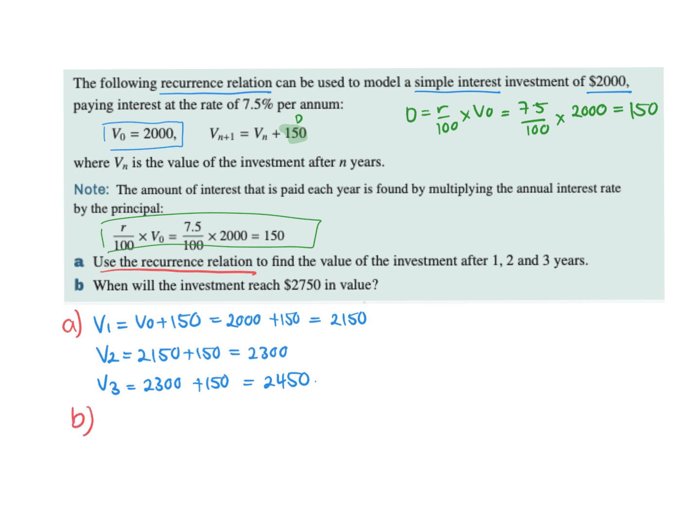Okay, so then B, it says, when will this investment reach 2,750? Now you can do this recursively on your calculator. Remember when I said you pop the first one in, press enter, then add 50, press enter, and you can just keep clicking enter. Because you're pretty close to 2,750, you will find at V5 we get 2,750. So your answer is going to be after 5 years.